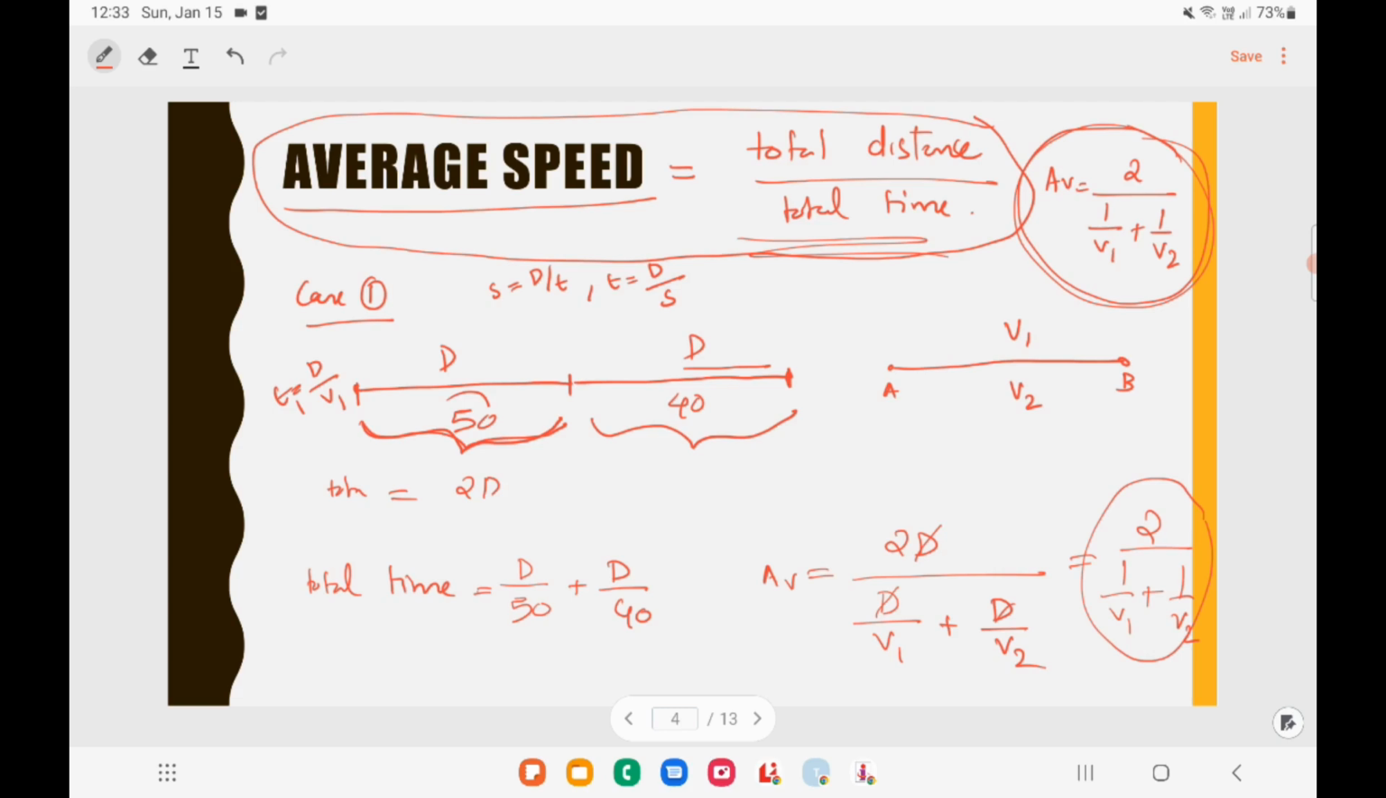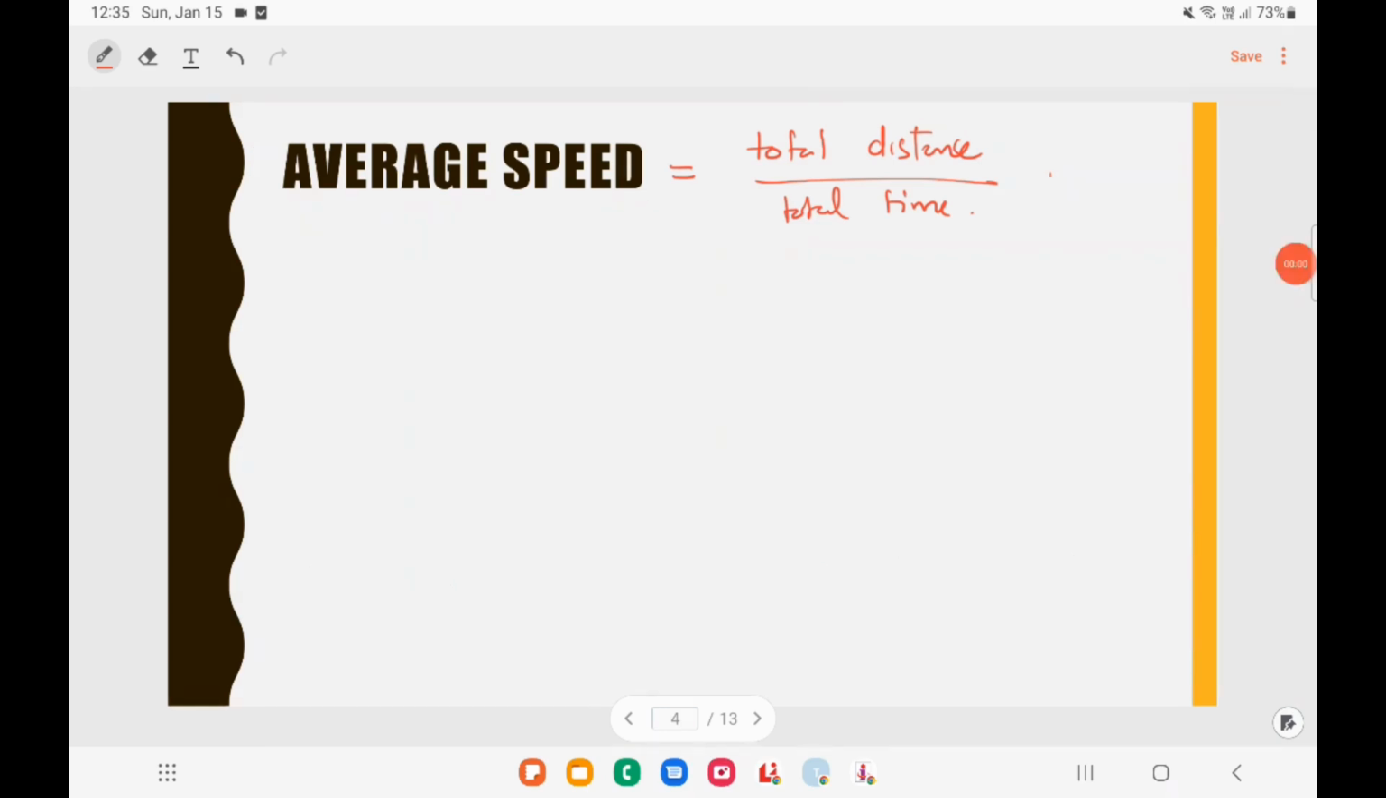Now we'll move on to case 2. In case 2, a car travels a distance d1 with velocity v1, and it travels another distance d2 with velocity v2. So here the distances are different. No need to remember any formula. Just take total distance.